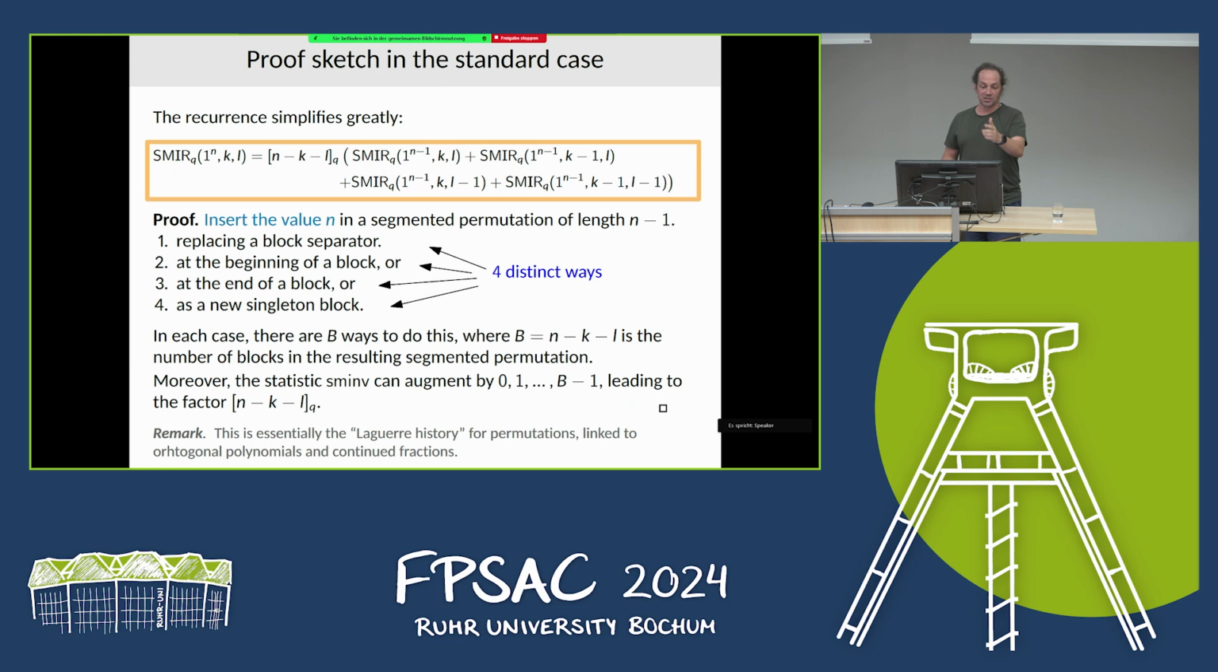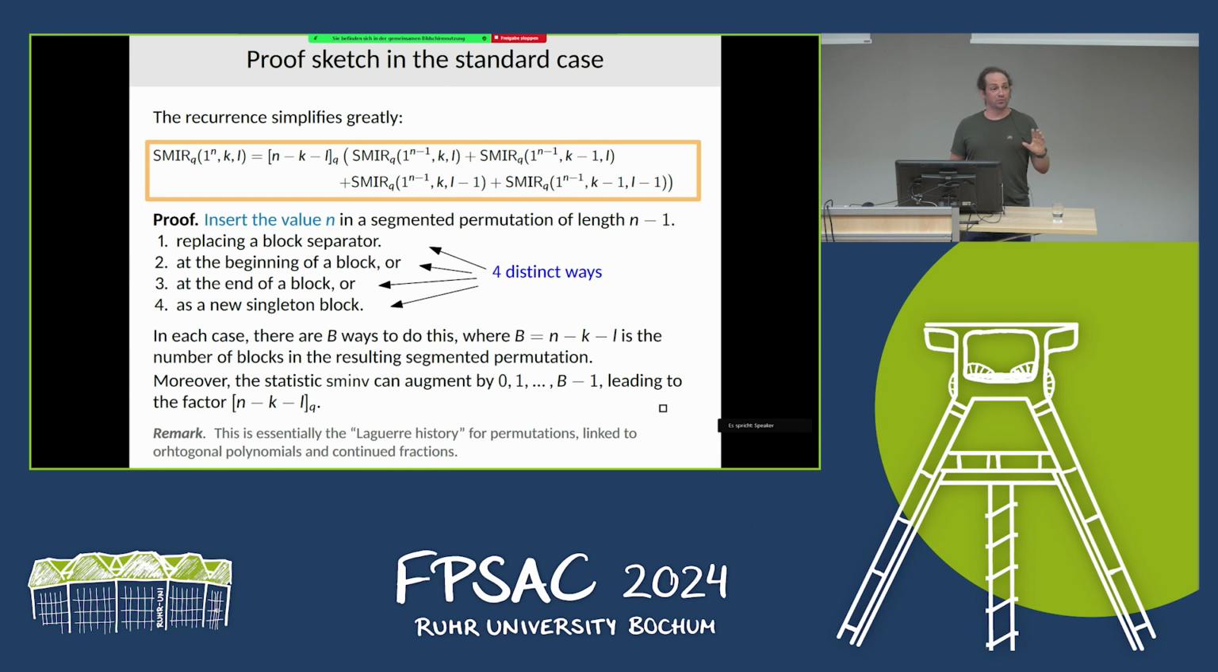In general, for each of these cases, there would be B ways, where B is n minus k minus L, which is the number of blocks of the ending permutation. So that's why you would have this factor here. These are the 4 terms that correspond to these 4 ways. And then you check the power of Q, and you actually see that it behaves perfectly. So for people who know this, the construction is well known in the enumerative combinatorics literature. It's essentially the Laguerre history way of building permutations, if you know.